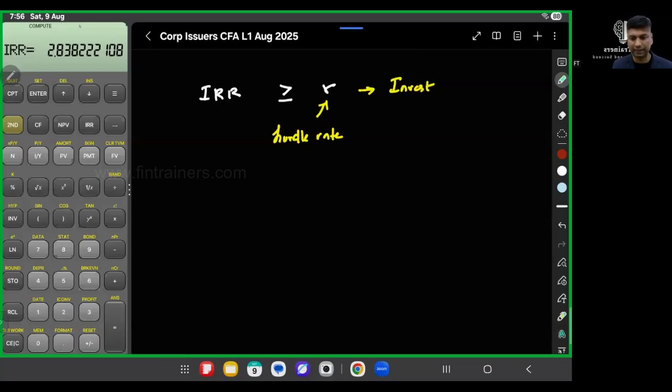So if the IRR is greater than or equal to R, then invest. If IRR is less than R, then don't invest. So that's the decision rule on your bet. IRR is for multiple cash flows, right? When you think about a return, you invest something and then you get something, and that is your holding period return for that period.